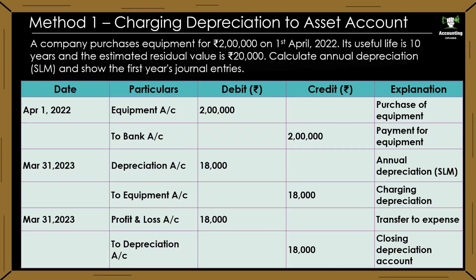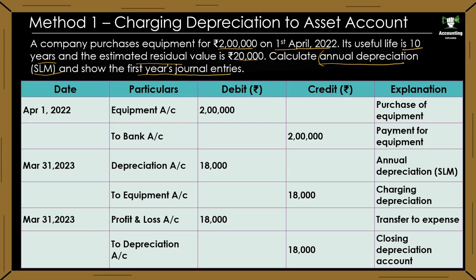Okay, I will tell the question once again. A company purchases equipment for rupees 2 lakhs on 1st April 2022. Its useful life is 10 years and the estimated residual value is 20,000. Calculate annual depreciation under SLM method and show the first year's journal entries.